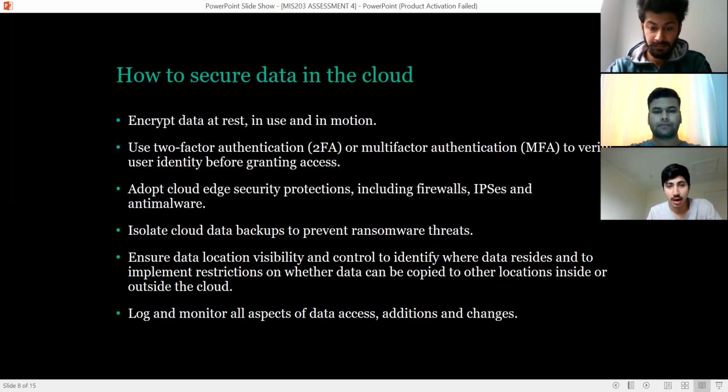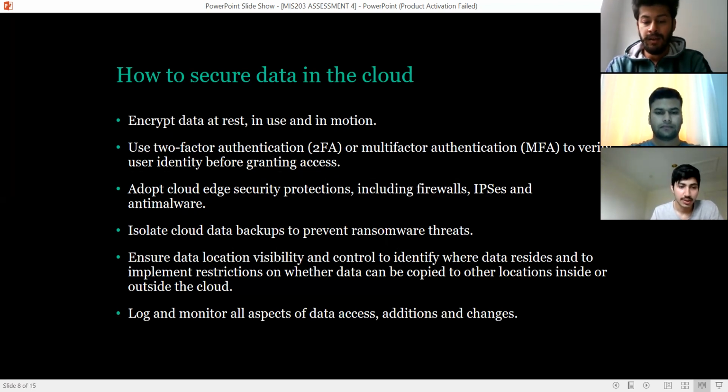Now I will discuss how to secure data in the cloud. The steps required to secure data in the cloud vary. Factors including the type and sensitivity of data to be protected, cloud architecture, accessibility of built-in and third-party tools, and the number and types of users authorized to access the data must be considered.